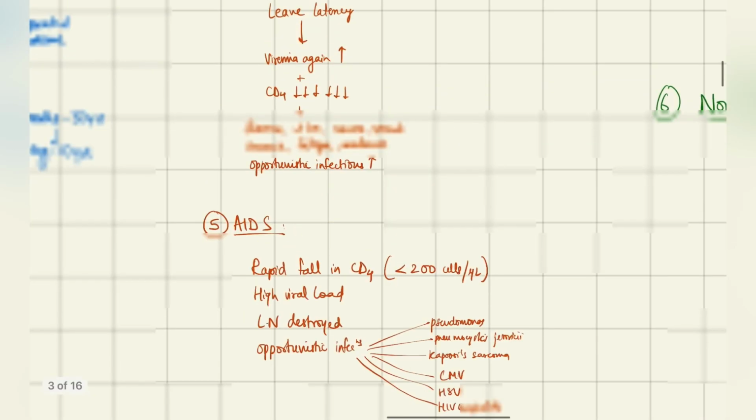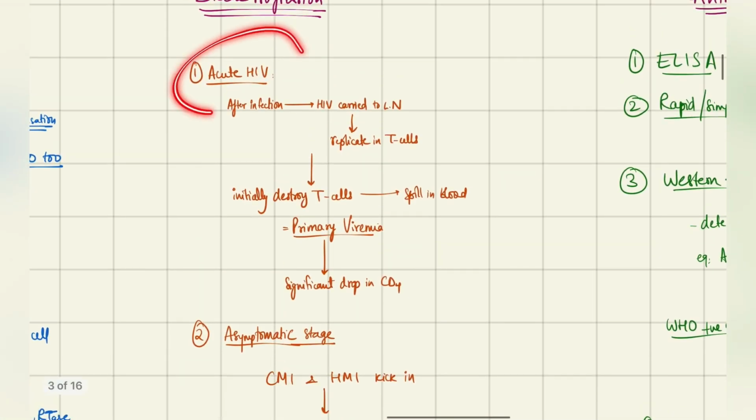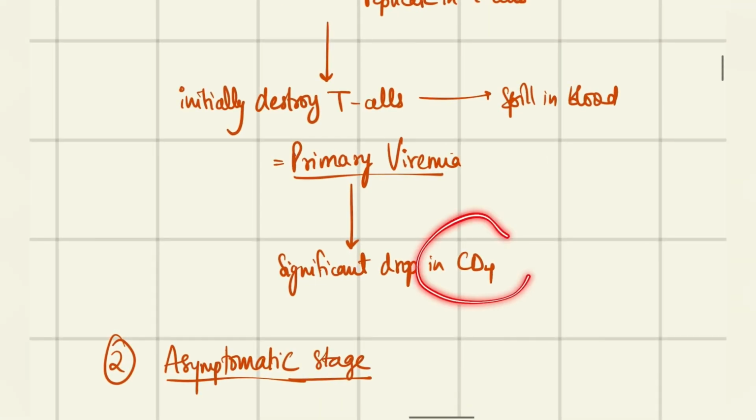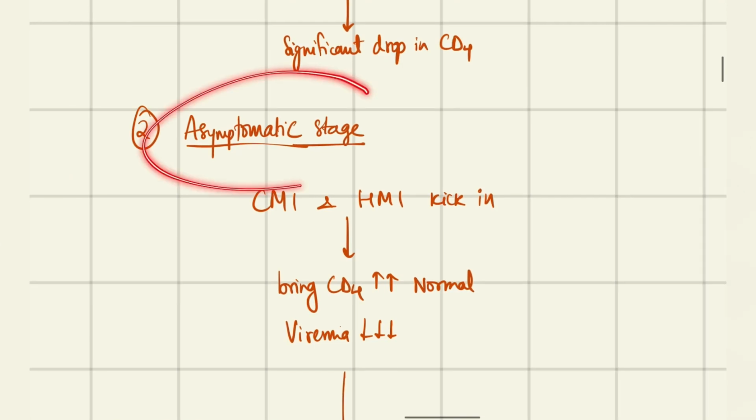Opportunistic infections that occur. So basically what did we see? First, acute HIV. HIV starts, infects, causes primary viremia. There's a drop in CD4, but then asymptomatic stage.